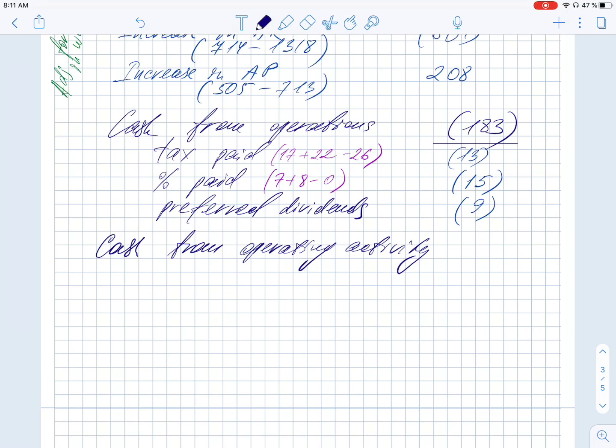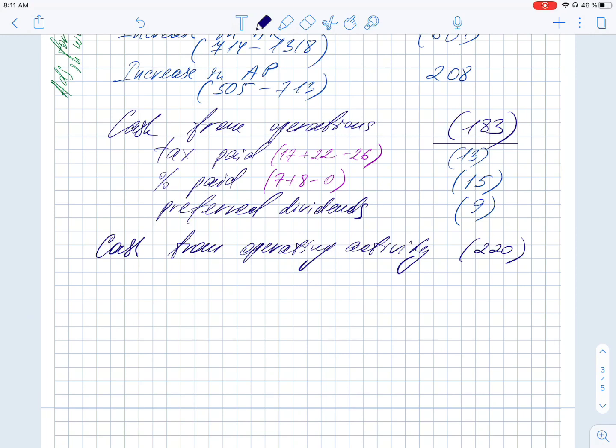We have to add tax and interest and preferred dividends paid to the cash from operations. I would better say deducted. And the total cash from operating activity would be 220 with a minus sign. So negative change for the period. And this is basically the first subtotal we should use while calculating total net change in cash.